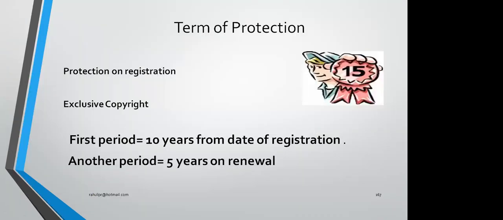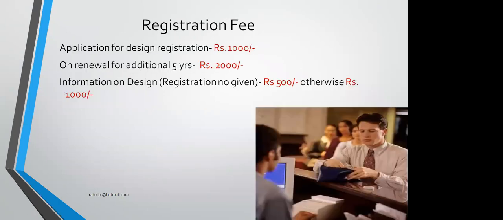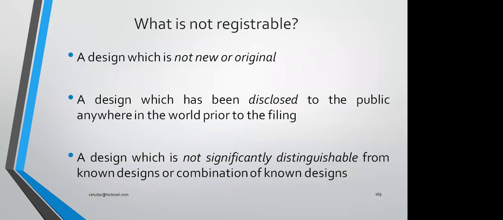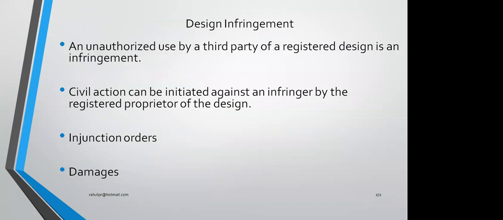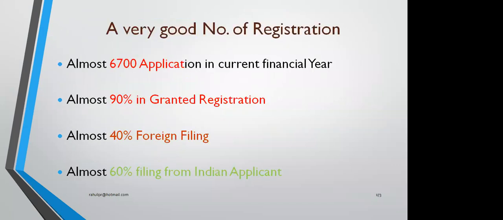The duration of the industrial design is 15 years. Initially, you will get rights for 10 years, but you can renew for 5 years also. Few things cannot be filed for the industrial design, like calendars, maps, official symbols, religious symbols, mere mechanical contrivance, building, construction of real estate, workshop alteration, change in size. In India, approximately 6,700 design applications are filed per year, of which 90% are granted and 40% are foreign filings.